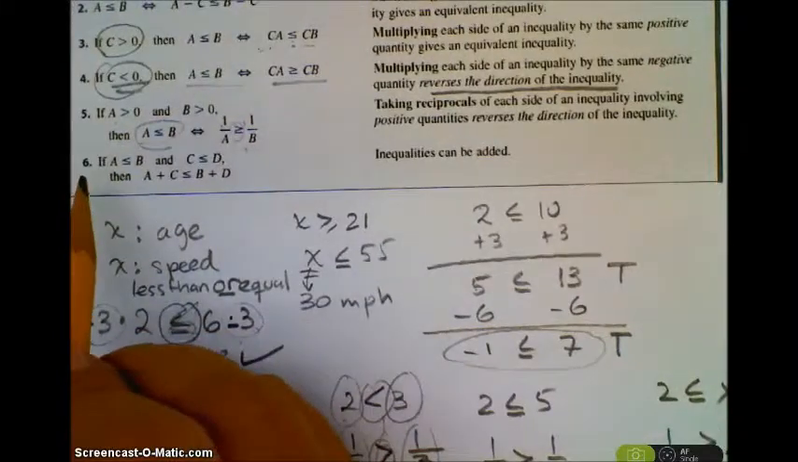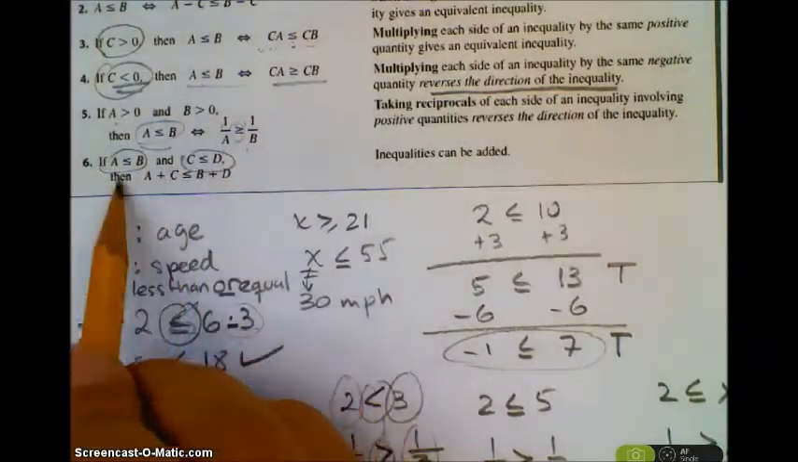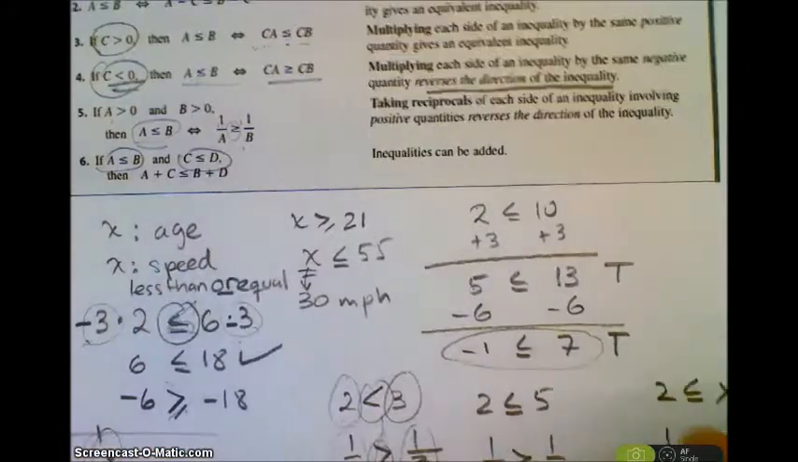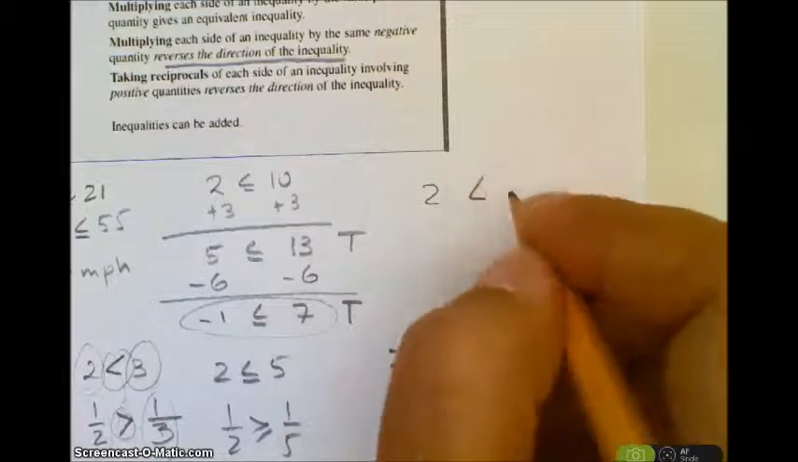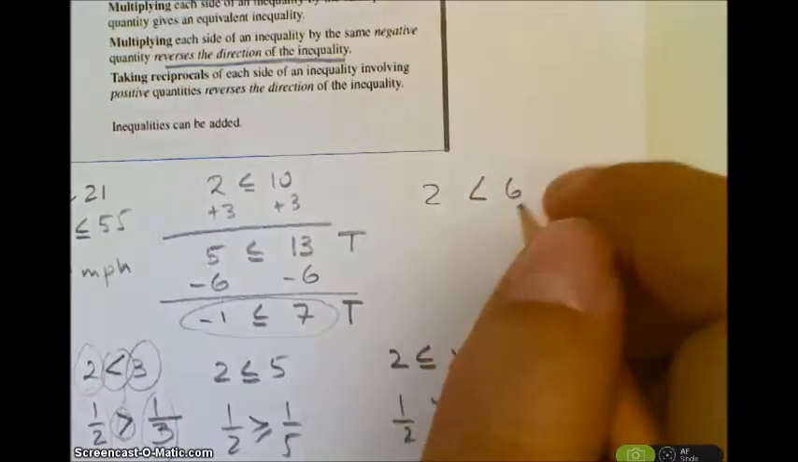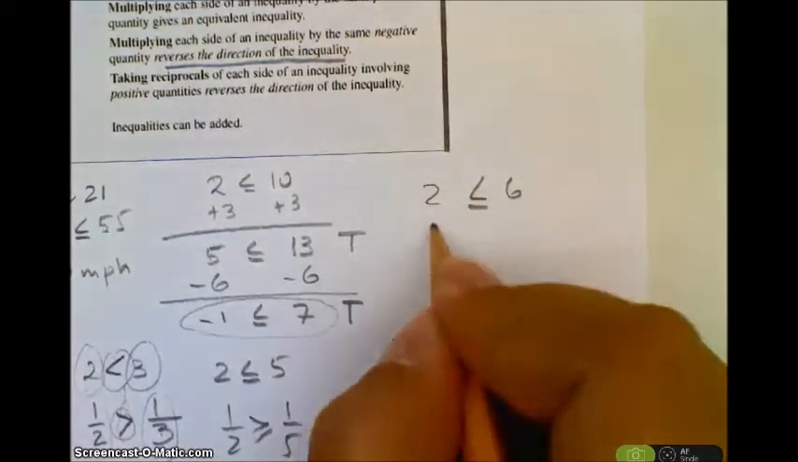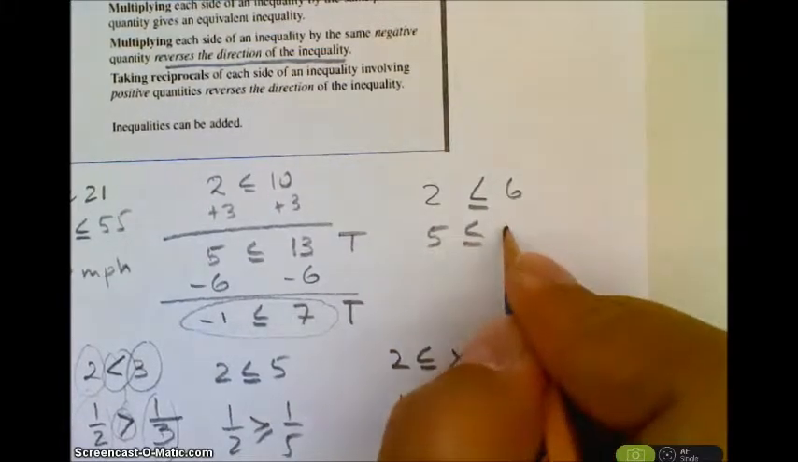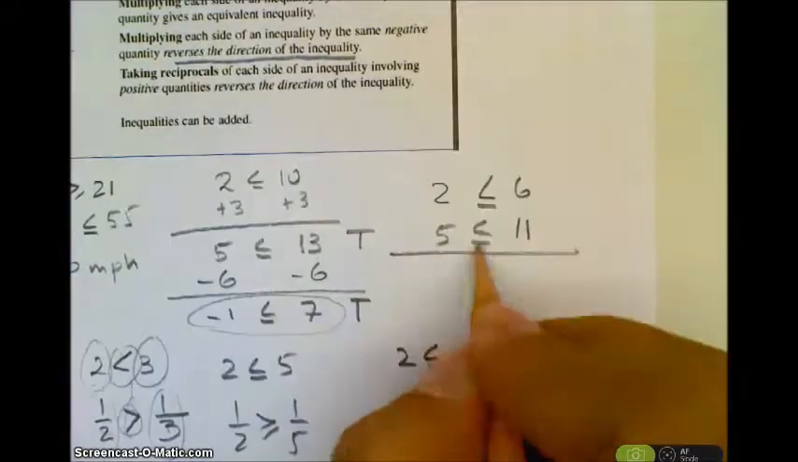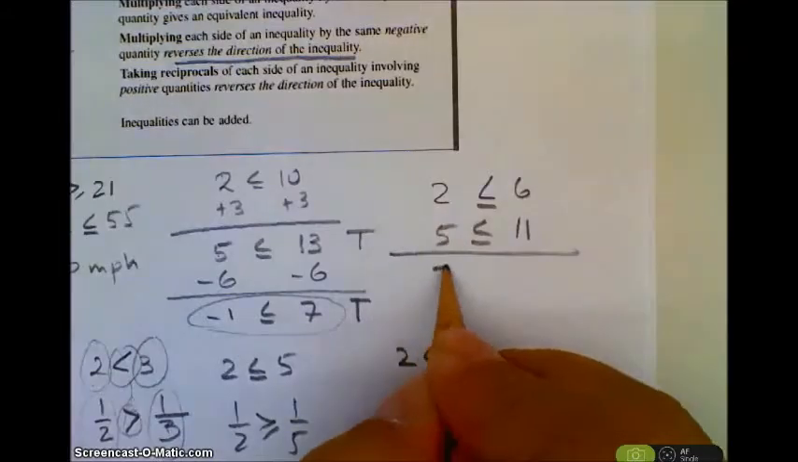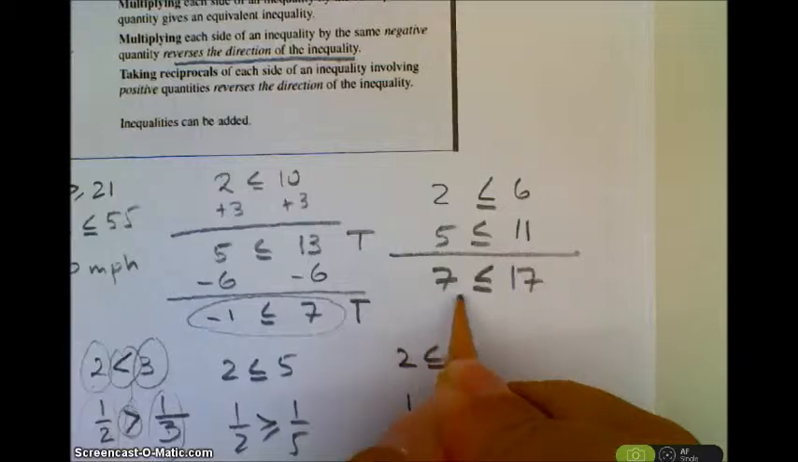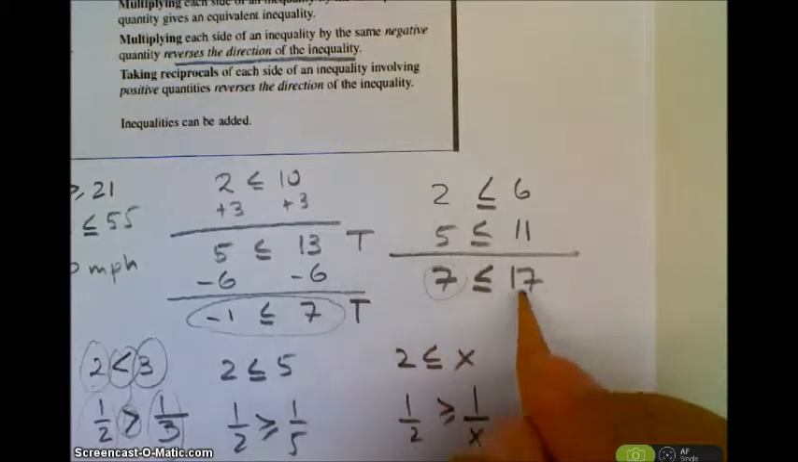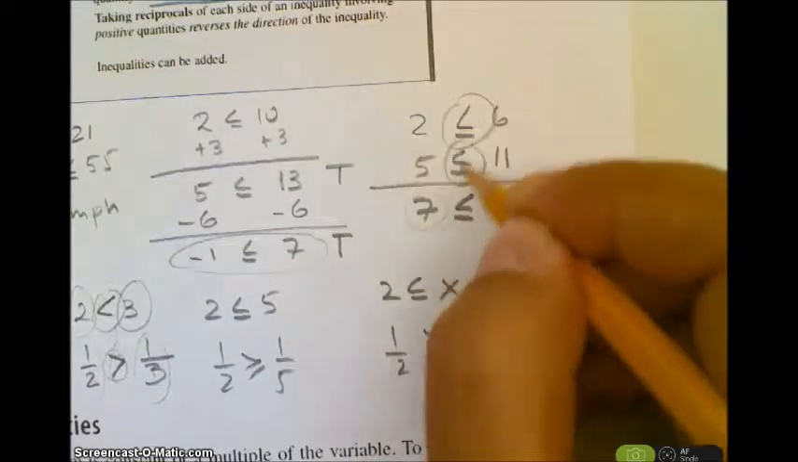And then number 6, if I have 2 inequalities, then I can add those 2. So for example, if I have 2 less than or equal to 6, and then I have 5 is less than or equal to 11, then I can add those 2 and the left side gives me 7, the right side gives me 17, and this is still the sum of the left side and the sum of the right side would be the same. Notice how I have the same inequality.